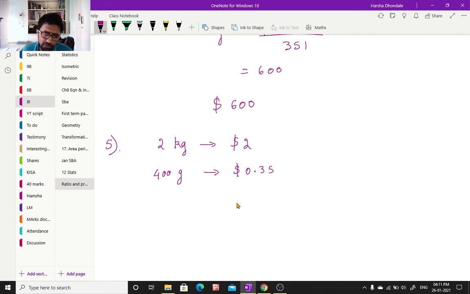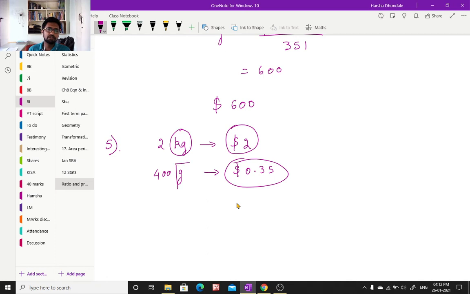Okay, now when we get such problems, one thing we have to ensure is we are using the same units always. Here I have kg, here also I should have kg, but do I have kg? No, I have grams. So convert this 400 grams to kgs or convert this 2 kgs to grams. I will convert this 400 grams to kgs, and here I have the value in dollars. Here also I have it in dollars, so I don't have to do anything over here.